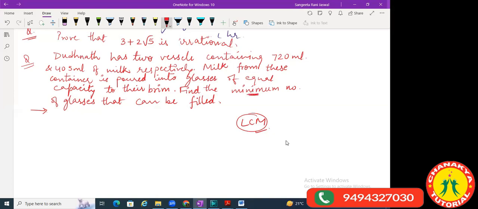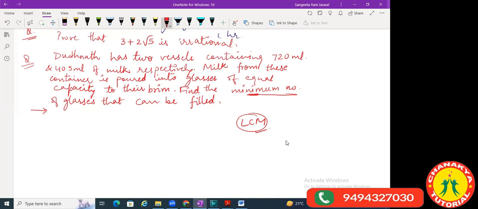But if you see the language of the question, what is it asking? Milk from these containers is poured into glasses of equal capacity to their brim. That means all the glasses are completely full. So find the minimum number of glasses that can be filled. So that is the number of glasses we need to find out that can be filled. So here this minimum is not carrying that much value. What is this part of the question carrying? Milk from these containers is poured into glasses of equal capacity to the brim.